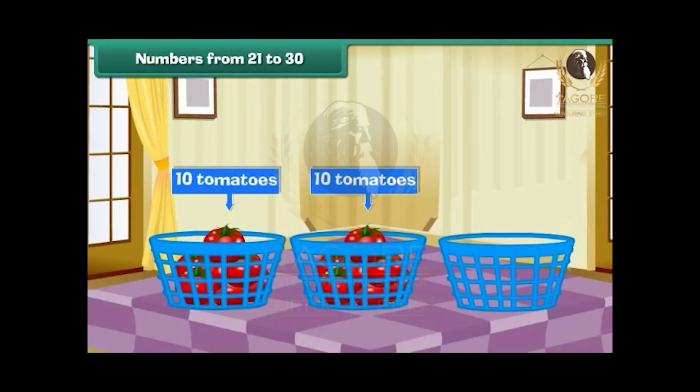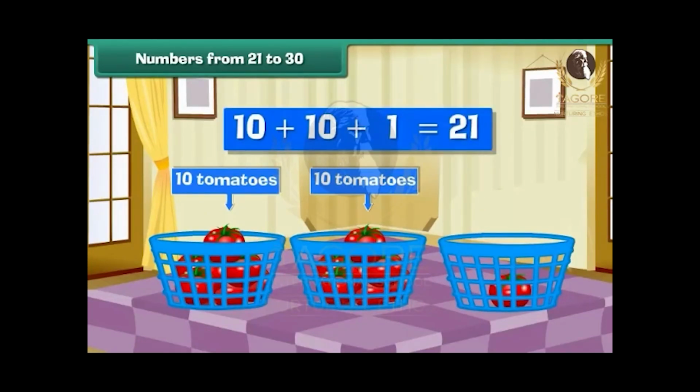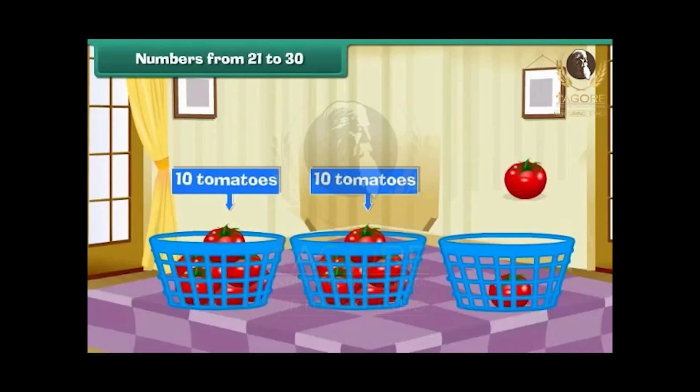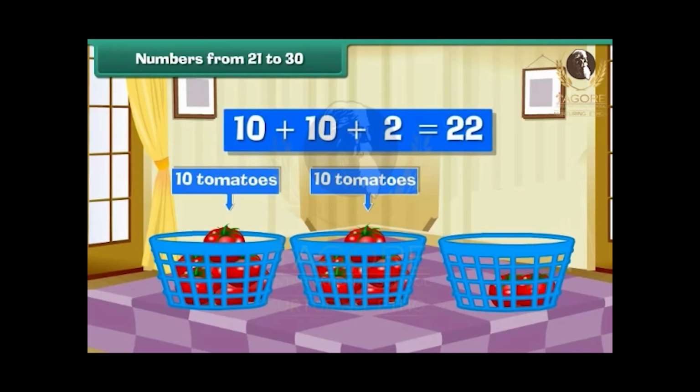Here is an empty basket. Let us place a tomato inside it. We have 2 tens and 1, that is 21 tomatoes. Place one more tomato in the 3rd basket. We have 2 tens and 2, that is 22 tomatoes.